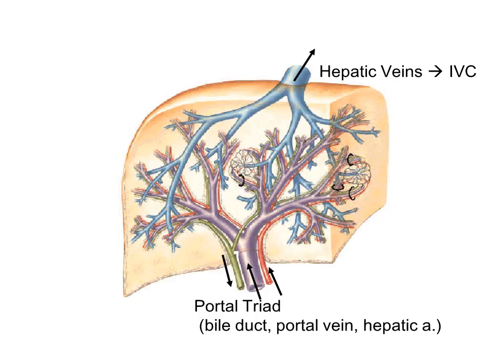Here is a hepatic vein. As I said, there are 3 hepatic veins that drain into the inferior vena cava, and here is the portal triad, containing the bile duct, portal vein, and hepatic artery.